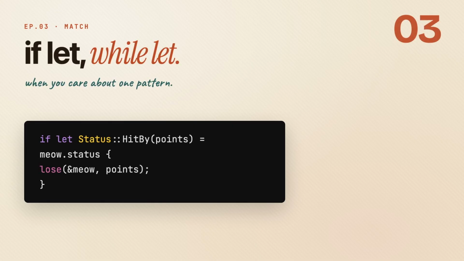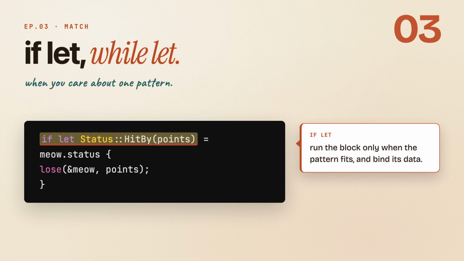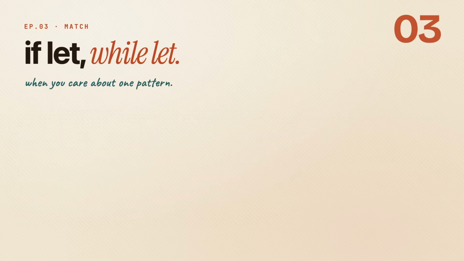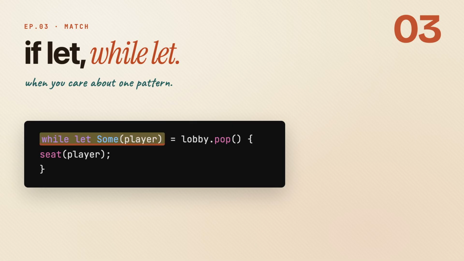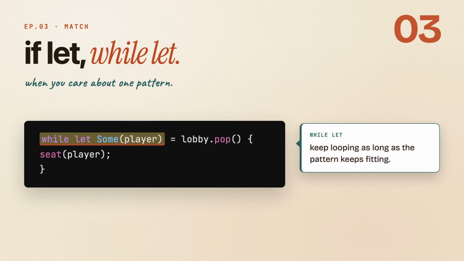Sometimes you only care about one variant. A full match is just noisy for that. if let runs the block only when the pattern fits and binds the data inside. Think of it as match trimmed down into a single arm you actually cared about. And if you want a fallback when the pattern does not fit, you can chain an else. It is the same as match with two arms, your pattern and an underscore catch-all. The else runs whenever the pattern misses. Either branch can return a value.